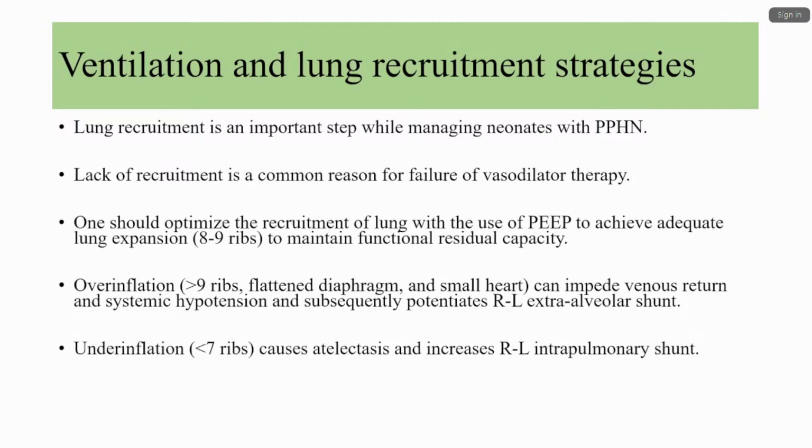Overinflation, that is more than 9 ribs, can impede the venous return and cause systemic hypotension, and this worsens the right to left extra-alveolar shunt. Underinflation, that is, if we are keeping less than 7 ribs, will cause atelectasis and increase right to left intrapulmonary shunt.